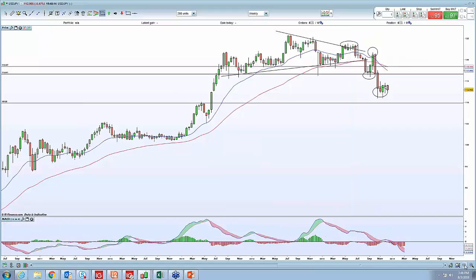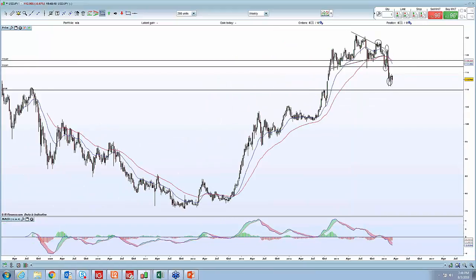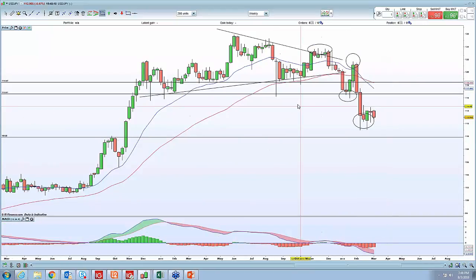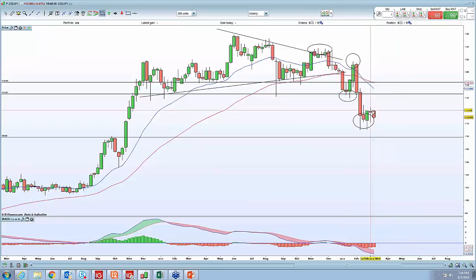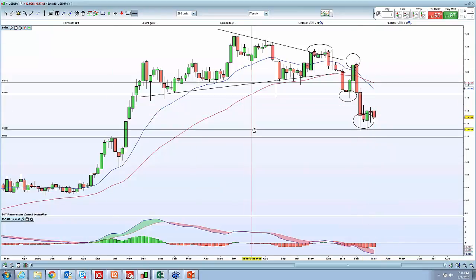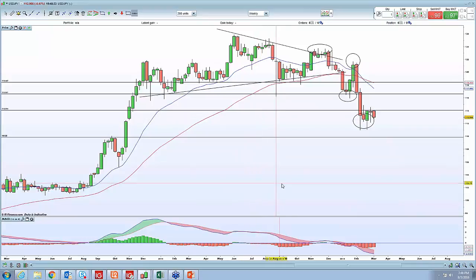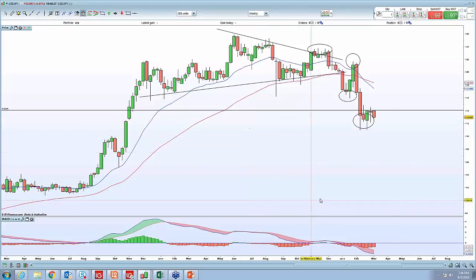The key thing to take note of, let me zoom out a bit, is whether we are going to continue the downtrend to the downside. It's been quite sideways for the past few weeks, for the past month actually. But it seems to me that the 114 level is quite a key level. This 114 level. Let's take a look at the daily chart.